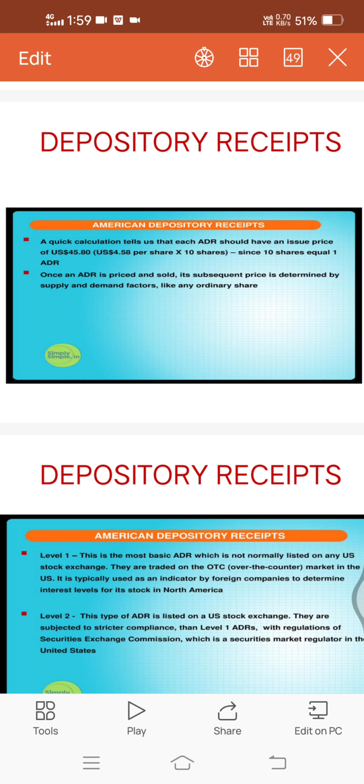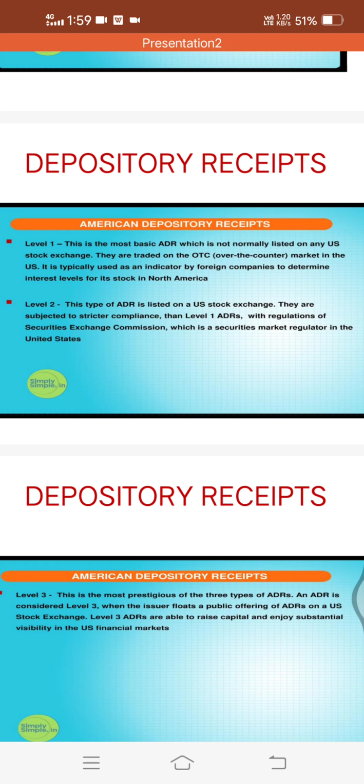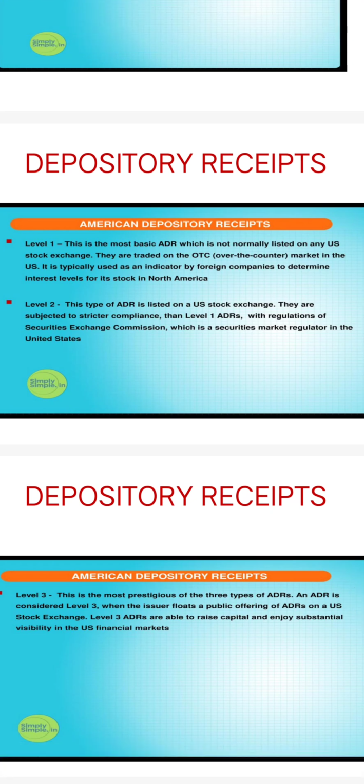like any ordinary shares. At the first level, Level 1, this is the most basic ADR, which is not normally listed on any US stock exchange. They are traded on the OTC market in the US. It is typically used as an indicator by foreign companies to determine interest level for its stock in North America.